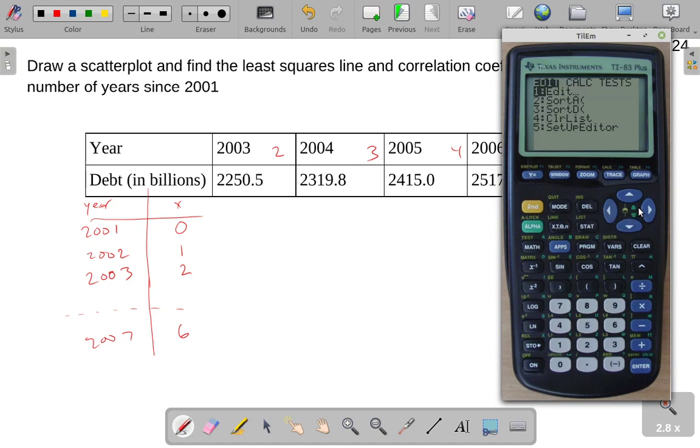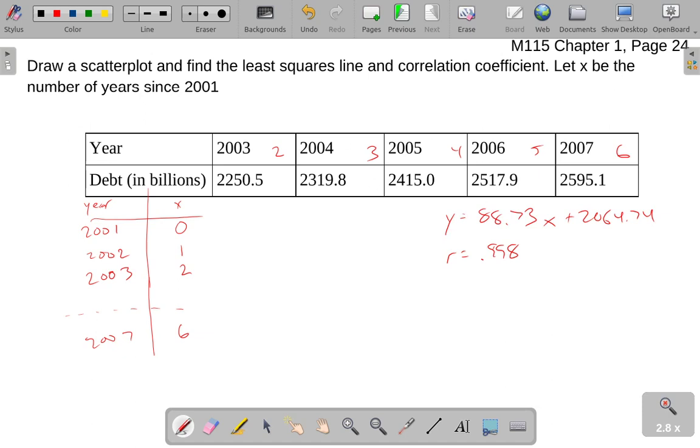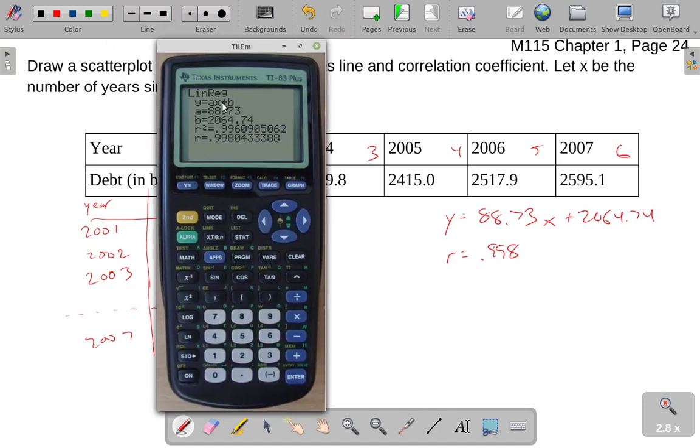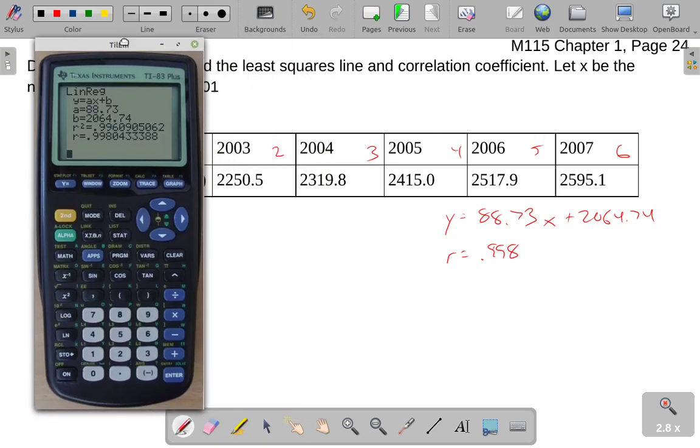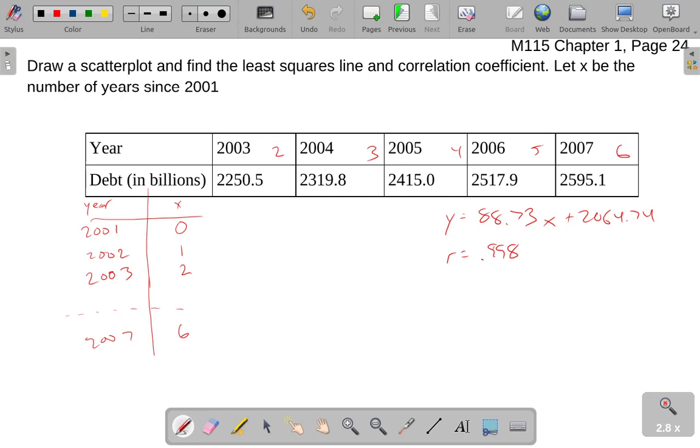I'm going to go stat, over to calc, then reg, hit enter, and just like that it gives me my slope, my y-intercept, and my correlation coefficient. All right, so I just wrote down what those are. You can see a was my slope, so it becomes 88.73 times x. b was my y-intercept, and I'm using r, not r squared, when we're talking about the correlation coefficient. So the last thing I want to do here is draw a scatter plot.